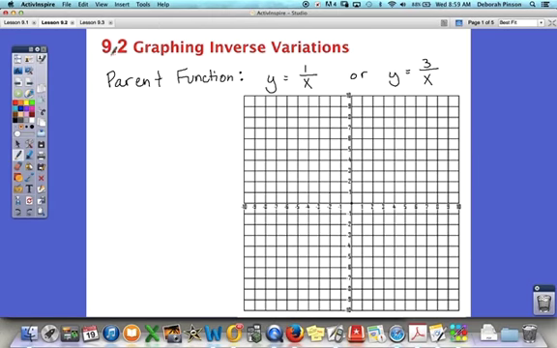Okay, so this is section 9.2, and what we're going to look at today is graphing rational functions, meaning they're fractions, when we can use a parent function. Now in 9.3, we're going to look at some that don't have parent functions in the mix. Our parent functions today are going to be 1 over x, or 3 over x, or 17 over x, some number over x.